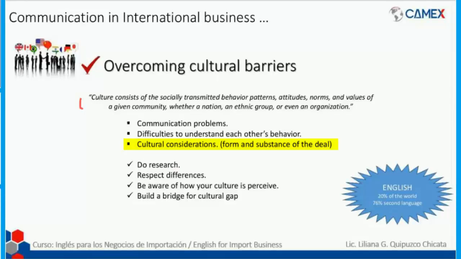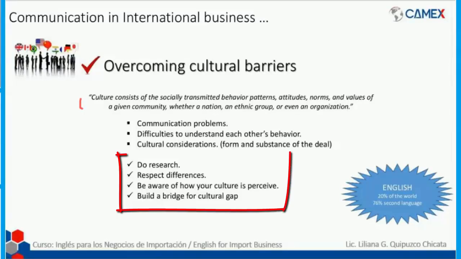So that is a really simple way of seeing cultural consideration to break that barrier and be more in touch with the other culture. So now, what can we do in order to avoid or to overcome cultural barriers? In this case, we can do our research. Like I told you, when you're going to talk to another country, another culture, you can do your research.